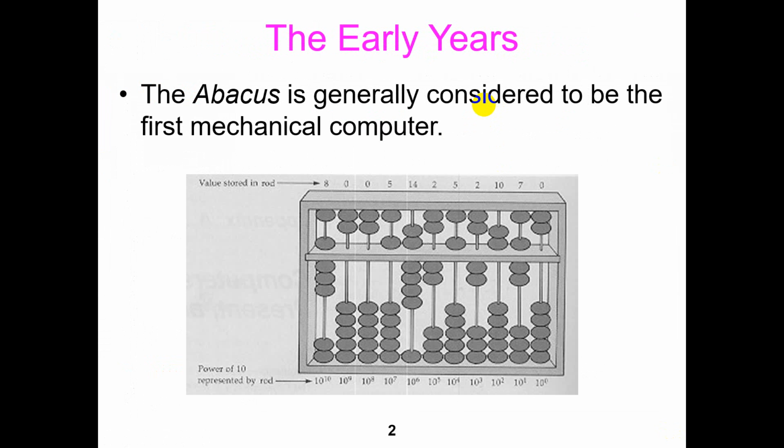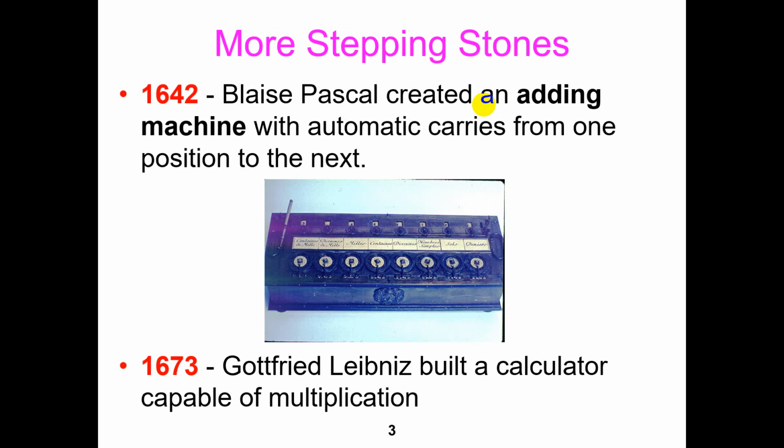In the early years, the abacus is generally considered to be the first mechanical computer. This is the image of the abacus. More stepping stones: in 1642, Blaise Pascal created an adding machine with automatic carries from one position to the next. In 1673, Gottfried Leibniz built a calculator capable of multiplication.